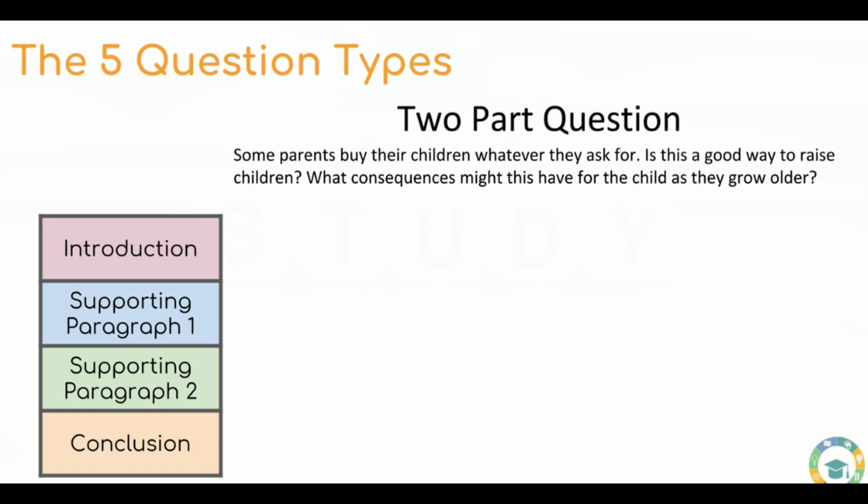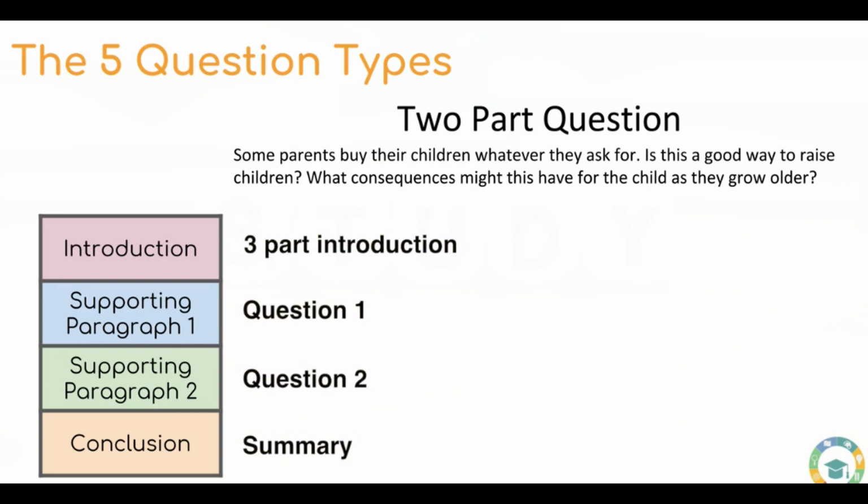So our structure has to change slightly to address this. Let's see the structure now. Of course, the 3-part introduction remains the same. Our first supporting paragraph is for question 1, and our second supporting paragraph is for question 2. And in our conclusion, we summarize and don't give an opinion.